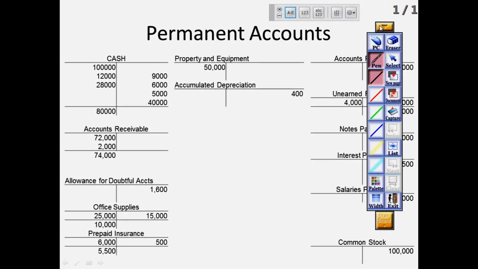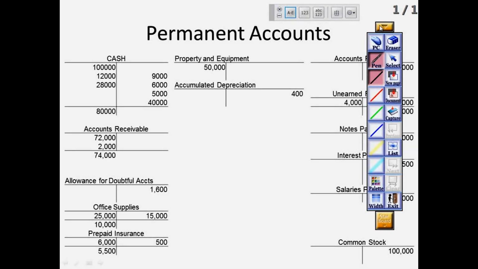Okay. So, and where do temporary accounts typically show up? So temporary accounts are income statement accounts. Permanent accounts are balance sheet accounts. Okay. So balance sheet accounts that will linger from year to year versus accounts that we close and that specifically go to the income statement.